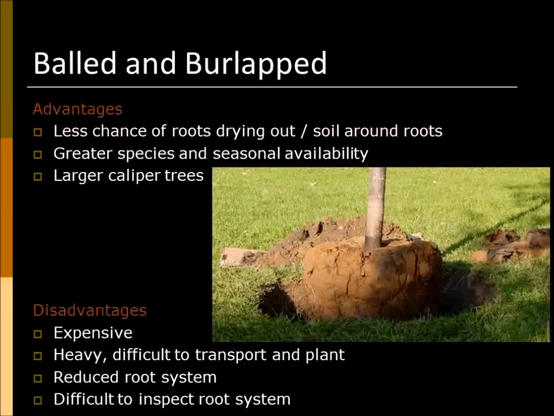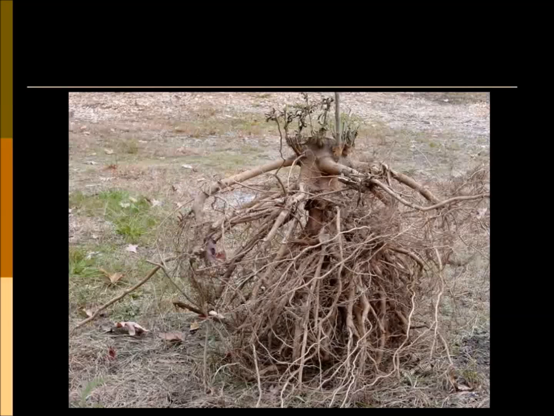And B&B, it's the way a lot of trees come in. It gives you a chance to get a larger tree, greater availability a lot of times. The disadvantage is they are expensive, they're difficult, they're heavy trees, there's no doubt about it. You do have the reduced root system, but if they're planted right, they'll overcome that. The challenge is inspecting the root system and getting your tree planted at the right height. If you don't get your tree planted at the right height, take a look at this picture. The actual real root system of that tree is right there.